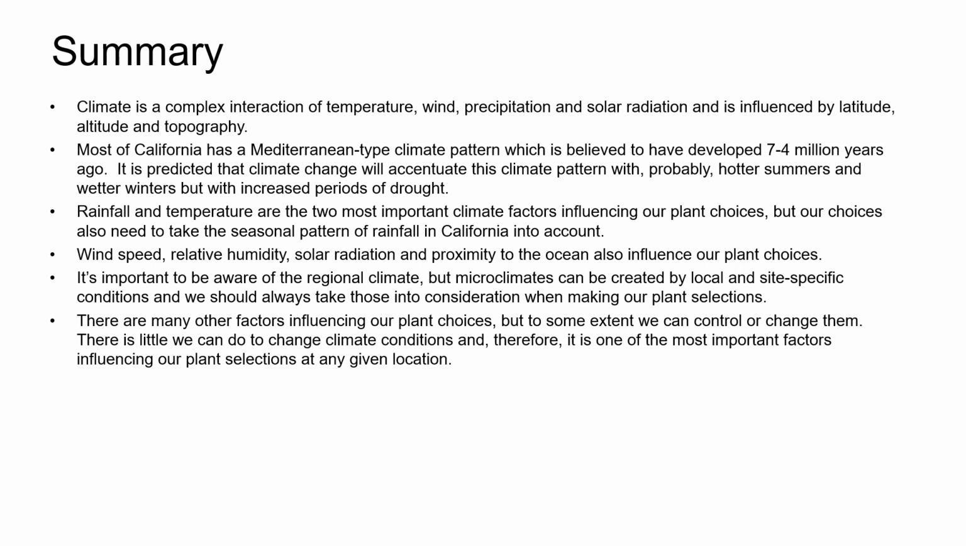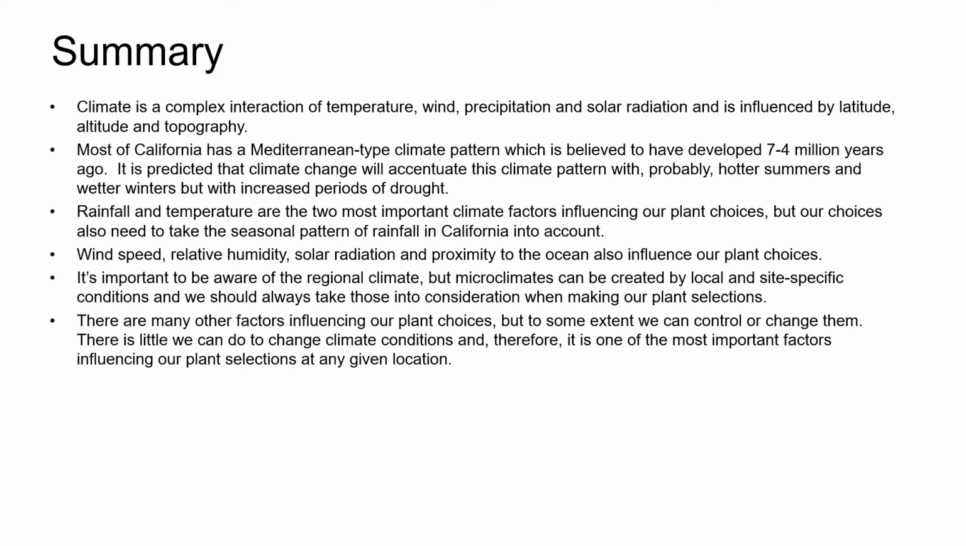So let's summarize what we've covered in this unit. Climate is a complex interaction of temperature, wind, precipitation, and solar radiation, and is influenced by latitude, altitude, and topography. Most of California has a Mediterranean-type climate pattern, which is believed to have developed between 7 to 4 million years ago. And it's predicted that climate change will accentuate this climate pattern, with probably hotter summers and wetter winters, but also with increased periods of drought.